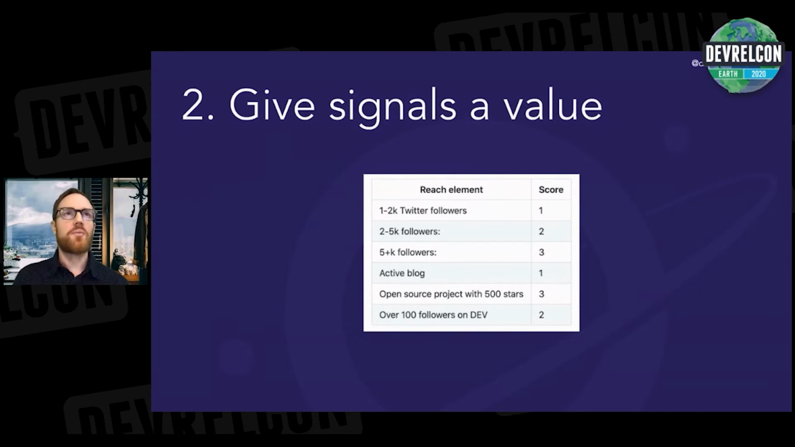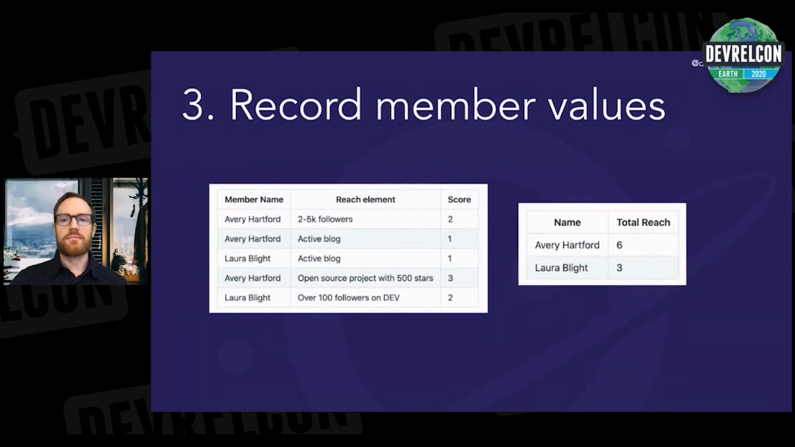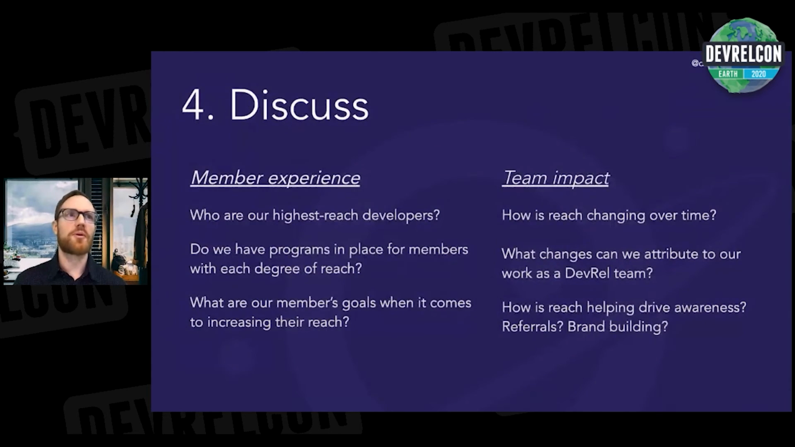Once you have these values, then we can go and record them. So if we have our 2 demo community members, Avery and Laura, we can add up the various signals that they have, and we can get a reach of 6 for Avery and 3 for Laura. Based on that information, we can make some decisions. We can do some reporting, and we can have a discussion about, for particular things that we might want to do in our community, who's in the best position to amplify those.